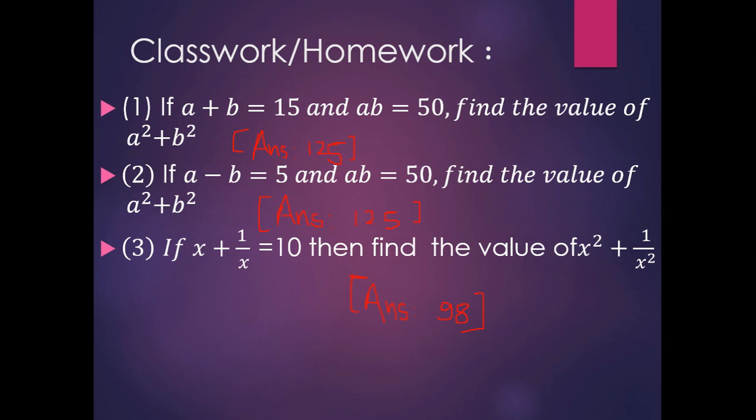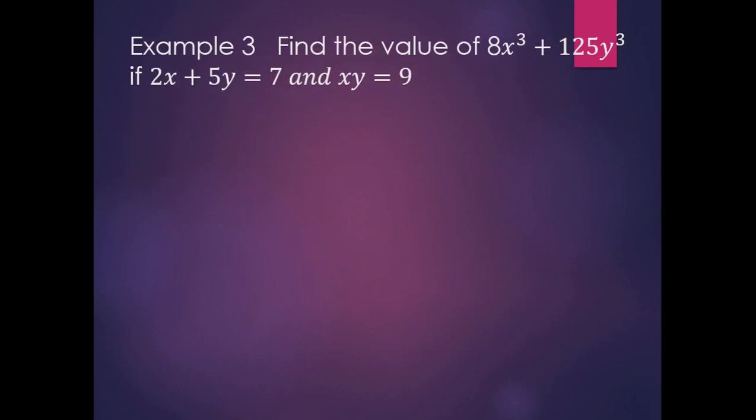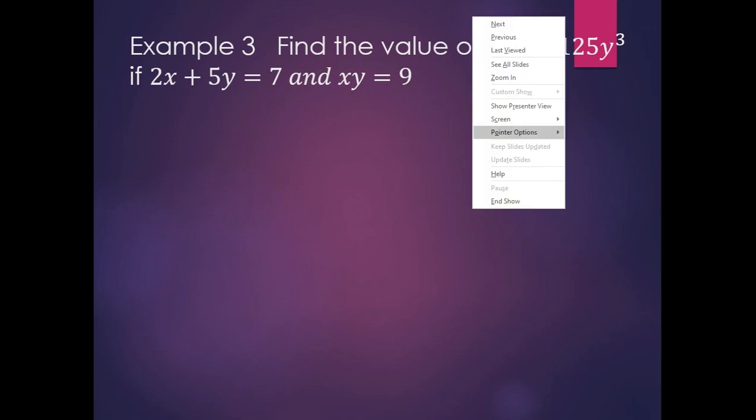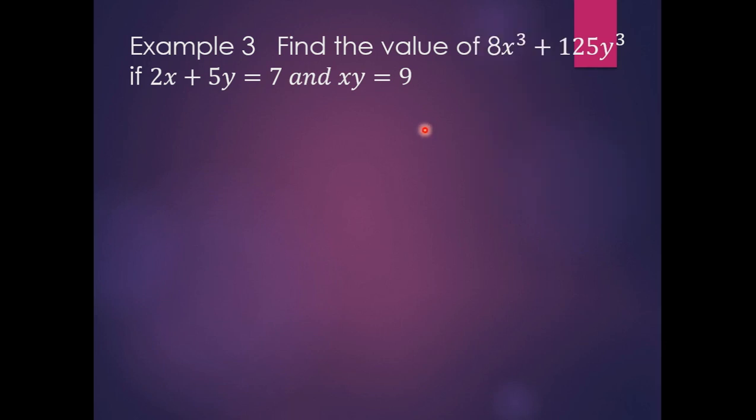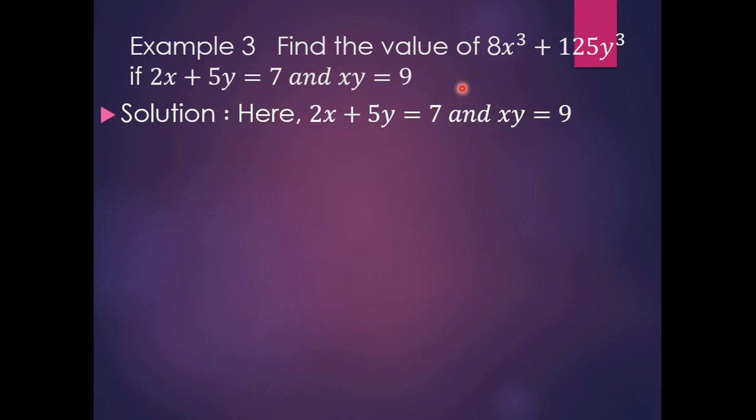And now let's proceed to the next question. Example 3: find the value of 8x cube plus 125y cube if 2x plus 5y equal to 7 and xy equals 9. So for this we need to use the a cube plus b cube formula. We have two types of formula of a cube plus b cube. We will use the second type of formula for this type of expression. So how to do it? Look at here. So here 2x plus 5y equal to 7 and xy equals 9.